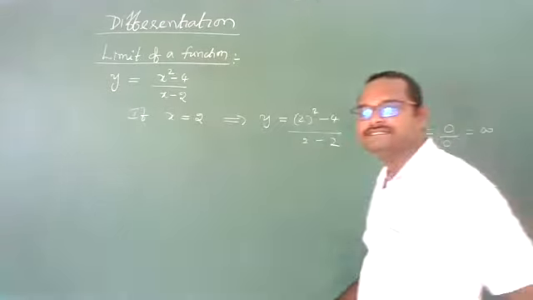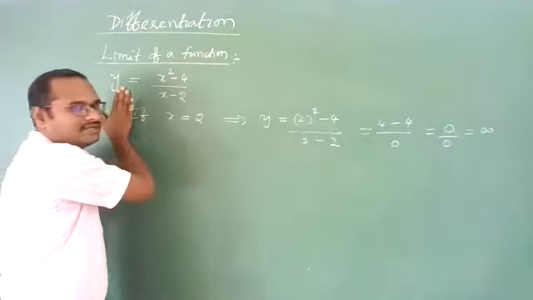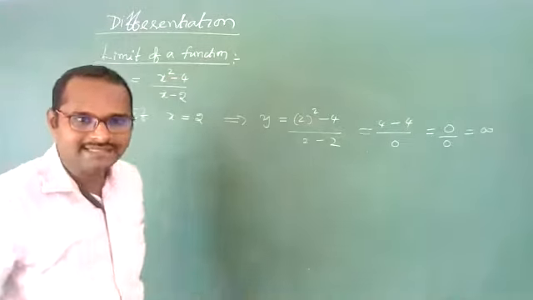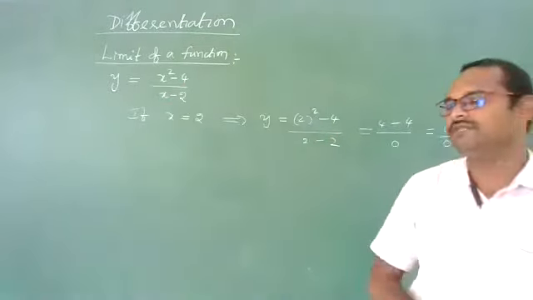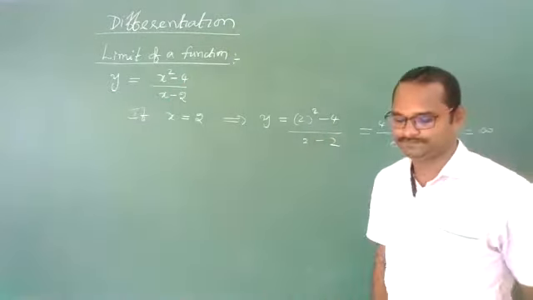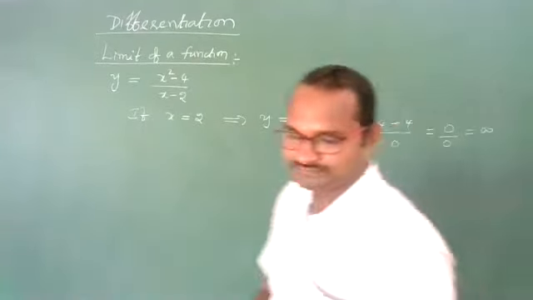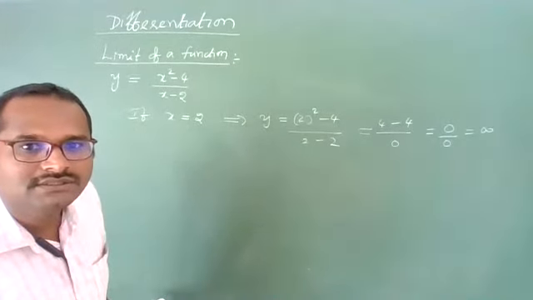We can't define this. This y, which is the function x square minus 4 divided by x minus 2, has one limiting value. What will be that limiting value? Let us check this one. Are you understanding what I am saying? Students, up to here, is it clear?